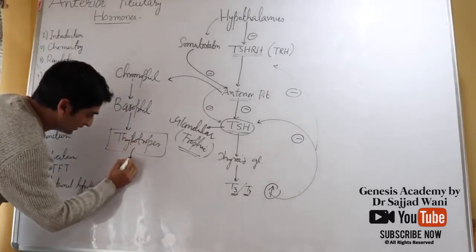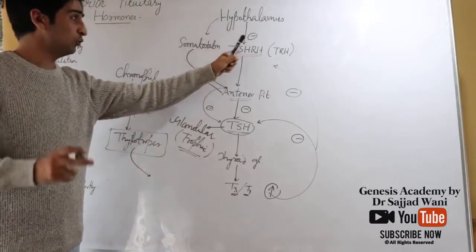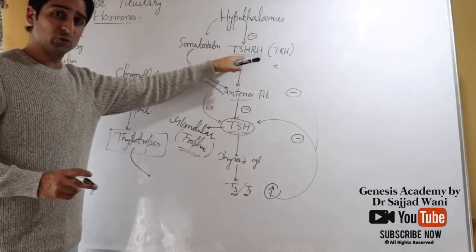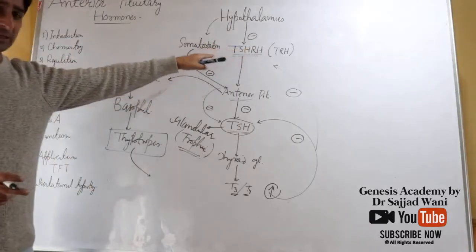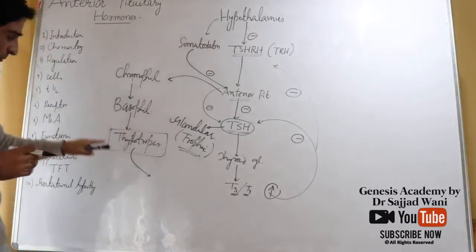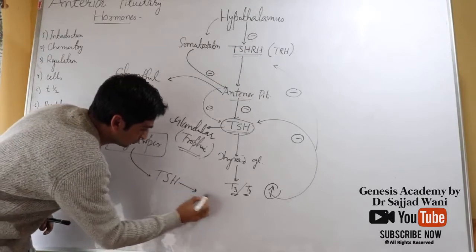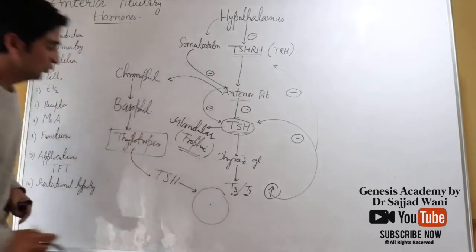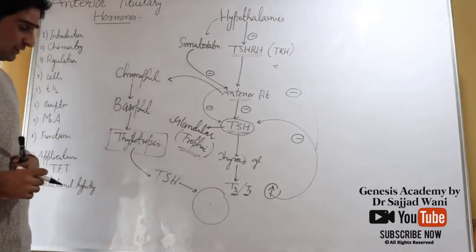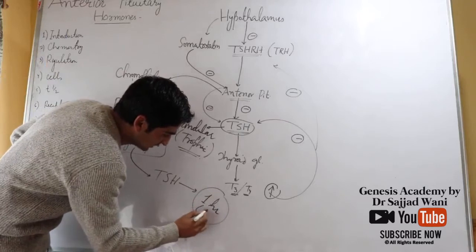So these thyrotropes are stimulated by peptide hormones. I have already told you that releasing hormones are usually peptides. This TSH releasing hormone is a peptide hormone. It goes to the thyrotropic cells and stimulates them to release the thyroid stimulating hormone, and it goes into the circulation. And you must know that the biological half-life of thyroid stimulating hormone is around 1 hour, that is 60 minutes.